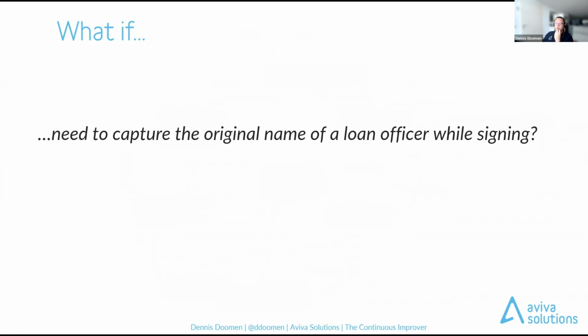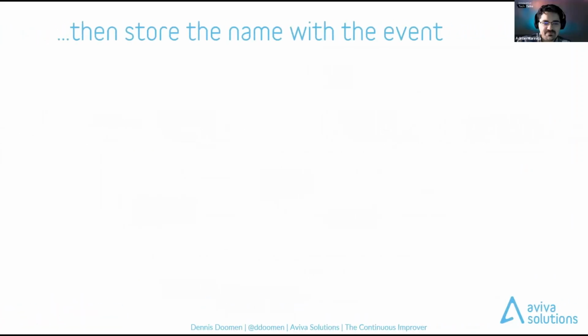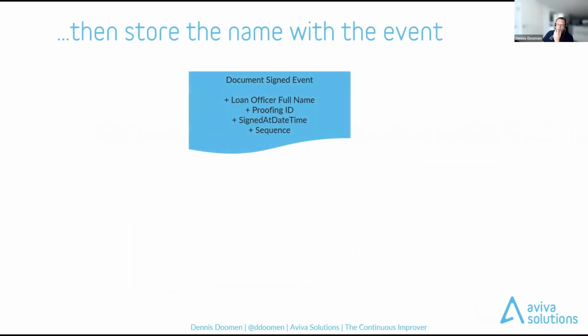What if you need to capture the original name of a loan officer instead of the one that was doing signing? Then you can store the name in the event. That's easy. Think about it: when the signature is set, you don't store an ID of the loan officer, but you actually store the full name of the officer in that signature. That's okay. You can also solve it in different ways by rebuilding this from scratch or by building a separate projection that listens to the versions of the name changes of the loan officer. You can do that. But storing it in the event is also okay.